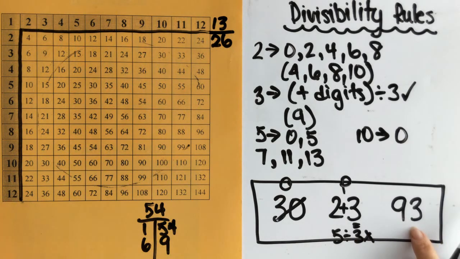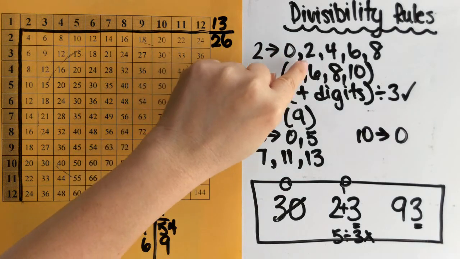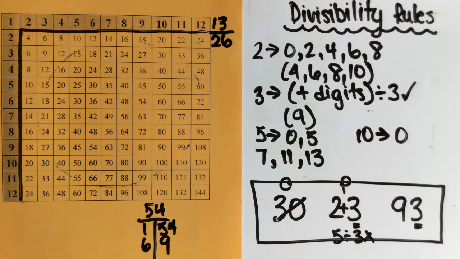Now, let's look at 93. Okay? 93 is the one that I would use divisibility rules for, just because it is a bigger number. It's one of those bigger numbers. Okay? So I look at the ending again, and it doesn't end in a 0, 2, 4, 6, or 8. So I know it's not divisible by 2. Let's see if it's divisible by 3. Okay? If I add these two digits together, what do I get? I get 12.